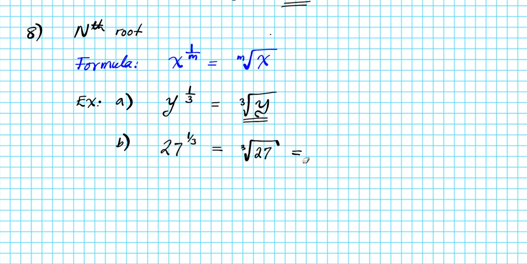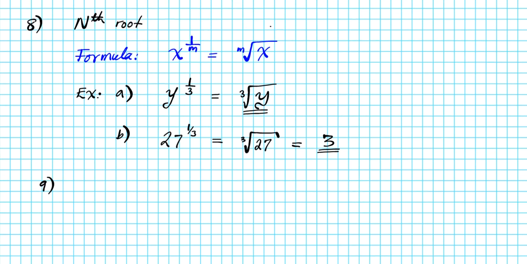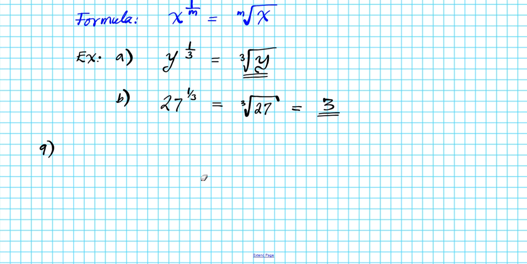So what is the cube root of 27? What number do you multiply by itself 3 times to get 27? The answer is 3. So that's one of the beauties of the nth root property. It enables you to rewrite expressions in such a way that it's easier to handle. Now let's take a look at the ninth property.